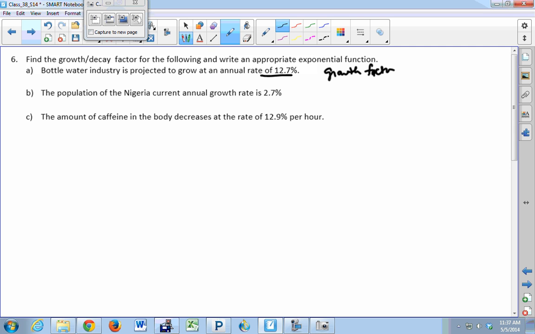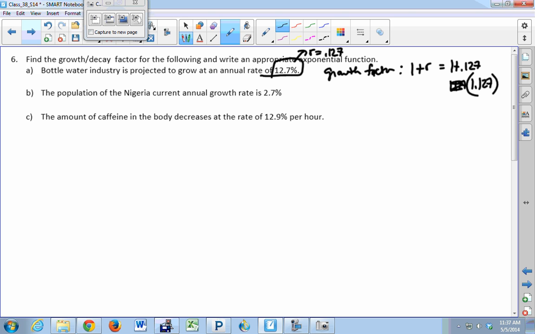So this is my growth rate. What little letter are we using for that? R. R equals 0.127. You change it to a decimal. Now to get the growth factor, how do we get it? Plus 1, right. Growth factor is 1 plus R, which is 1 plus 0.127. So 1.127 would be the base of your exponential. There's your growth factor.